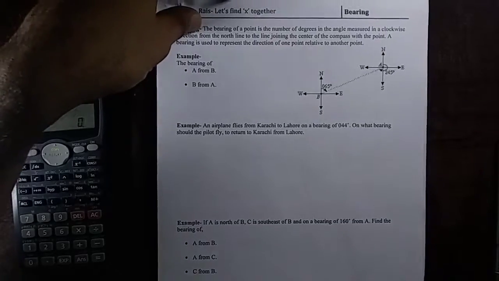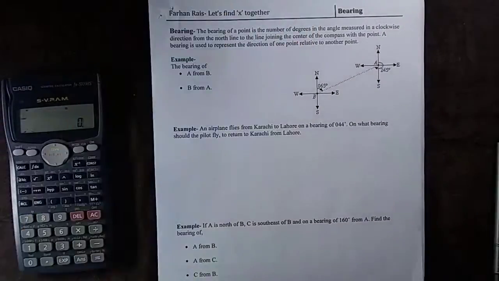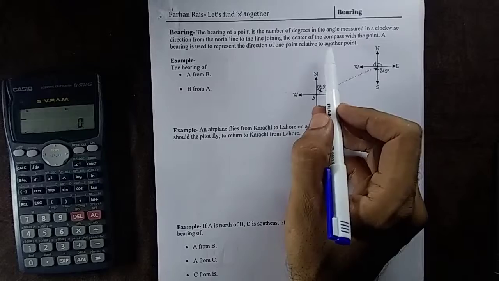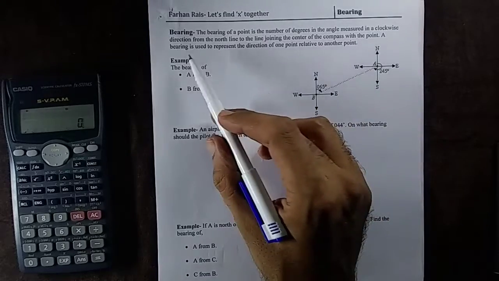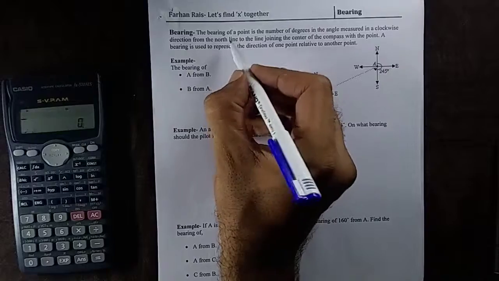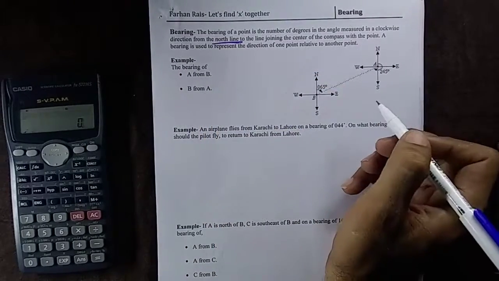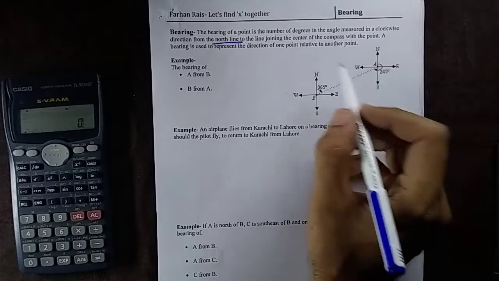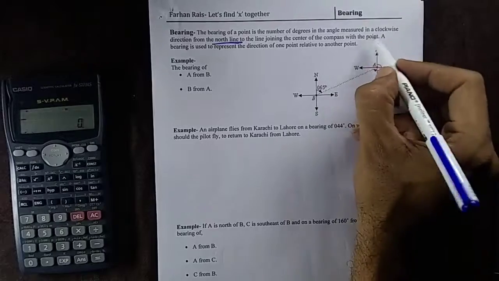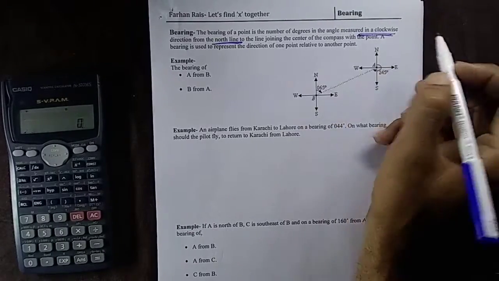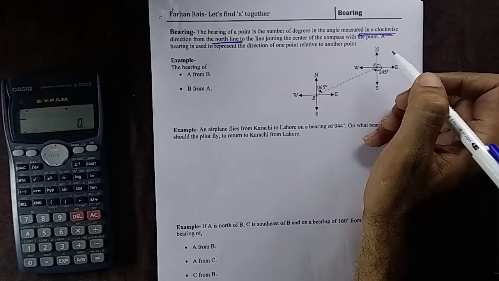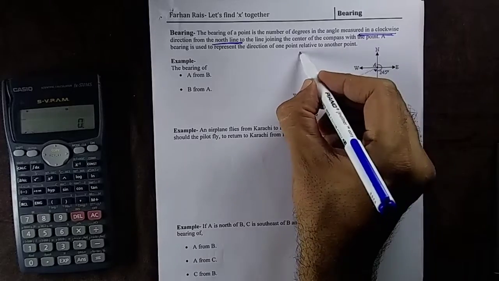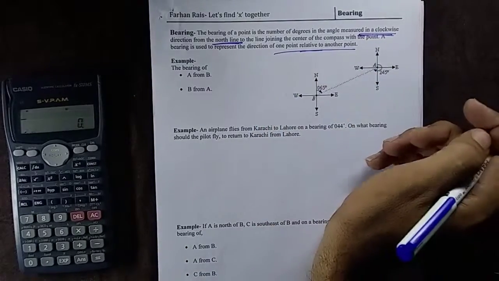Now here you can see that the bearing of a point is the number of degrees in the angle measured in a clockwise direction from north line. The important term is north line here. The reference line for the measurement of bearing is always the North Pole. Second important point to be noted here is it's always measured in a clockwise direction. Two important things. Third point which you need to be clear about in bearings is that it is relative to another point, one point in relation to another point.